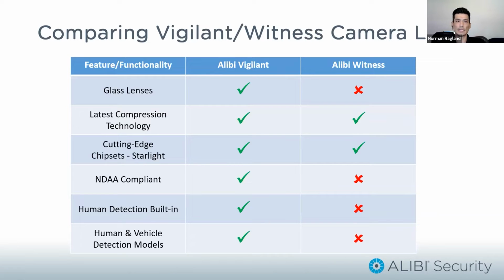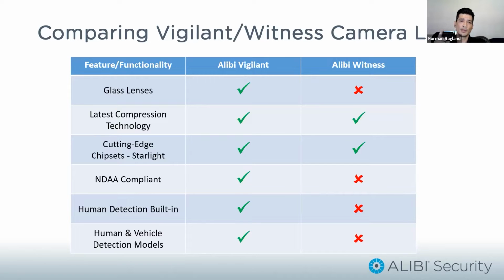But I think one of the features, besides NDAA and the Starlight chipset, you'll see we're supporting human or vehicle detection. That's pretty much baked into 90% of the cameras that we offer now. Compared to the Witness side, you would have to pick up a specialty camera like a SmartSense, maybe pay 2x more for that camera, and maybe it was only in 1 or 2 models. So you didn't really have a lot of options.